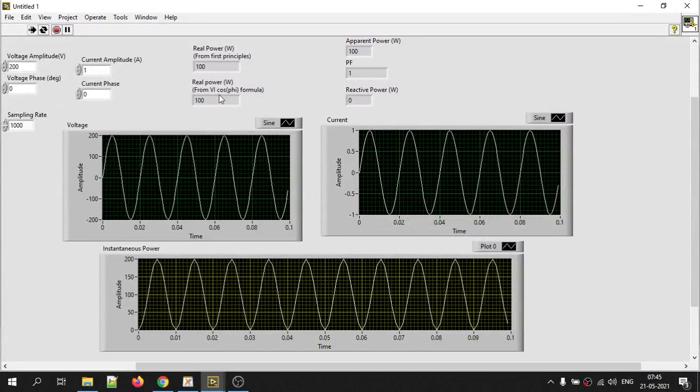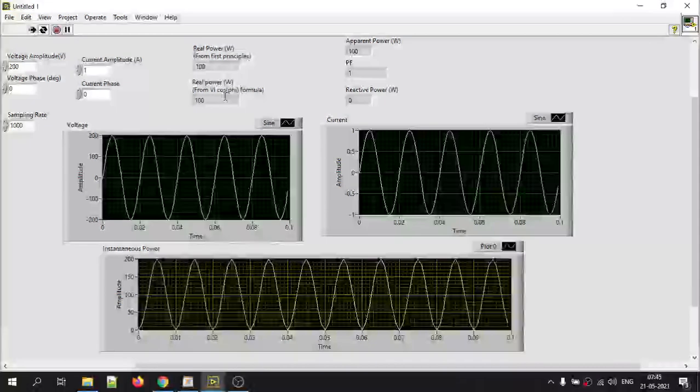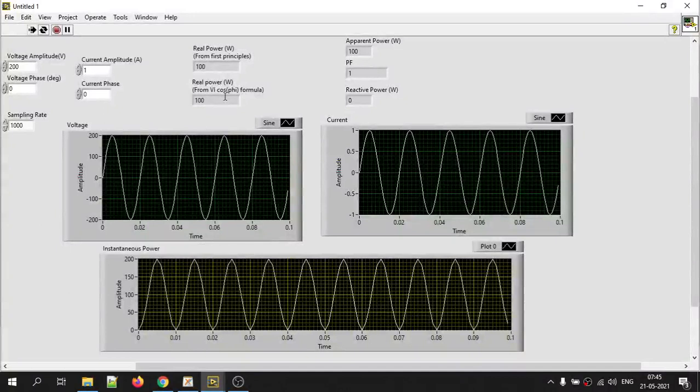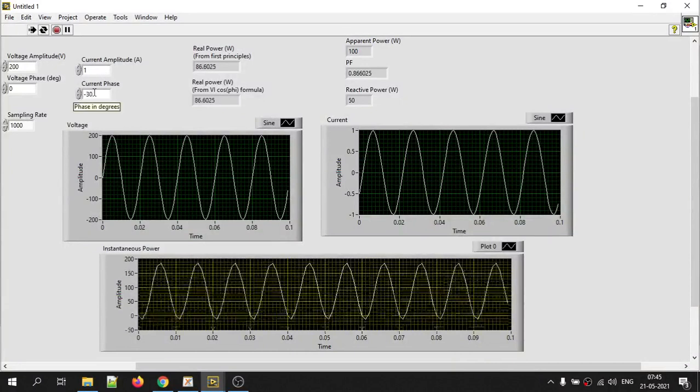Actually this particular part, real power from the VI cos phi formula, is not practical unless you know the phase difference between voltage and current. Here, just for verification purpose, since we are manually entering the voltage and current phase, we have entered it, and this calculated value we have compared with the real value. In fact, you can see that for whatever may be the phase difference, it will be the same.